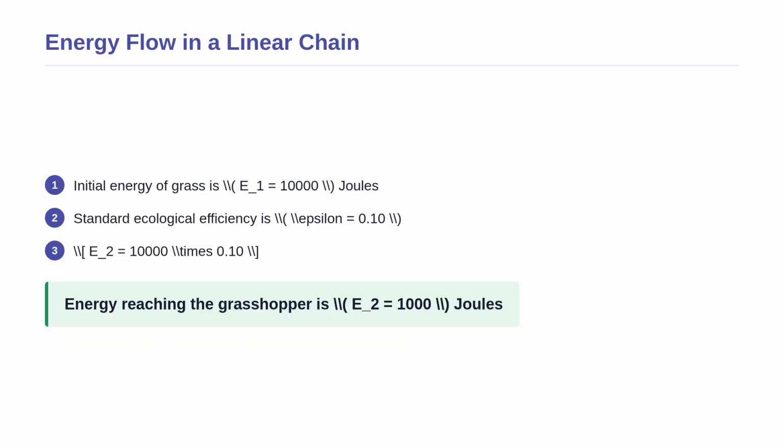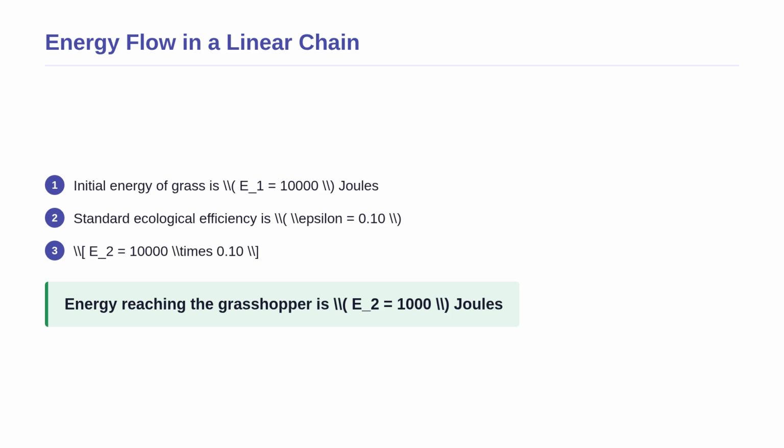Before we move on to complex networks, let us see this formula in action with a concrete example of a linear grazing chain. Imagine a simple chain consisting of grass, a grasshopper, and a frog. Suppose the grass, our primary producer at level 1, captures an initial energy of 10,000 joules from the sun. We want to find out how much energy reaches the grasshopper at level 2.